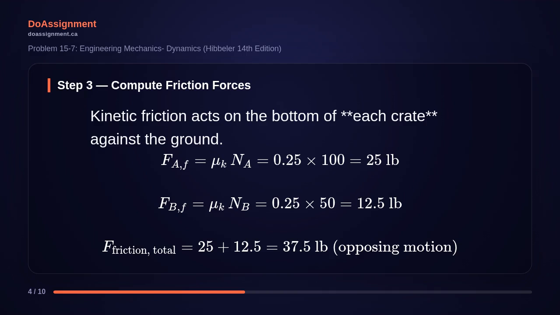Kinetic friction under crate A equals 0.25 times 100, giving 25 pounds. Under crate B, it equals 0.25 times 50, giving 12.5 pounds. The total friction force opposing the system's motion is 37.5 pounds.